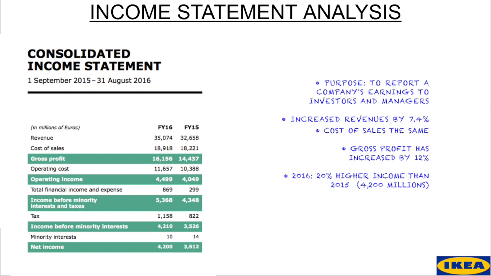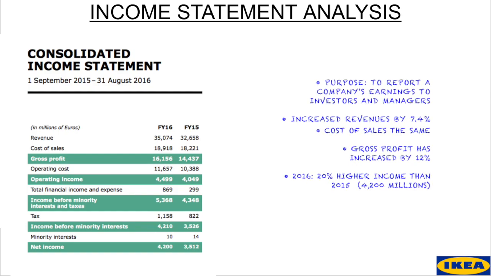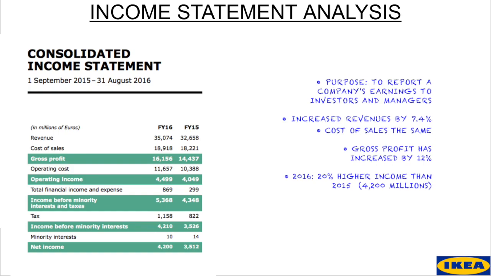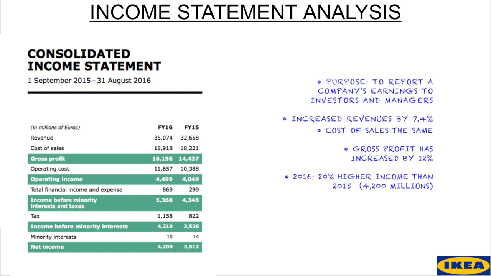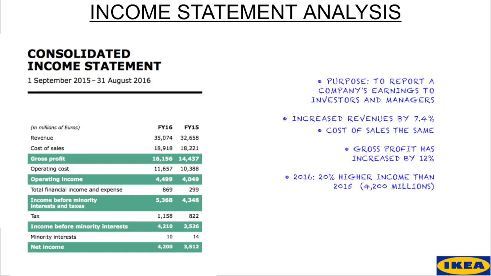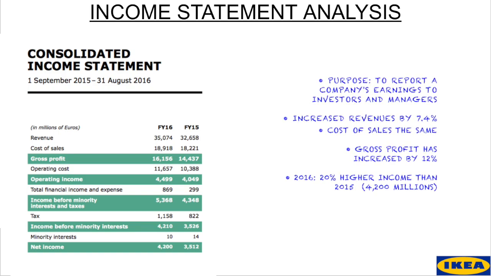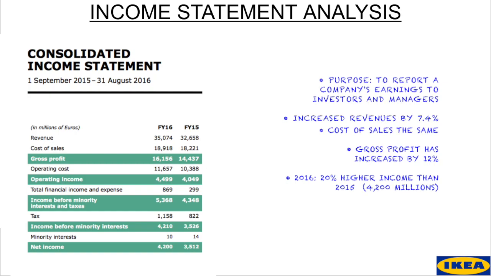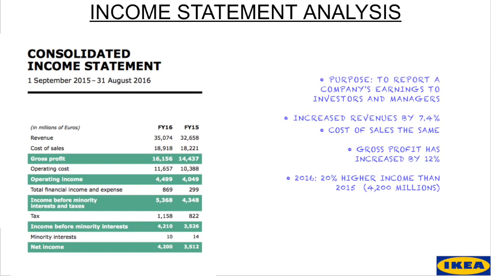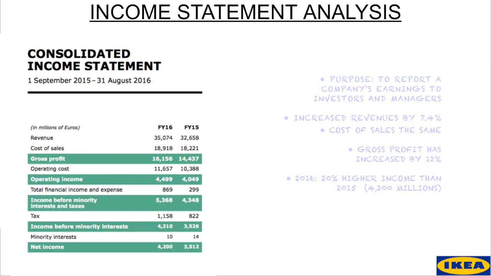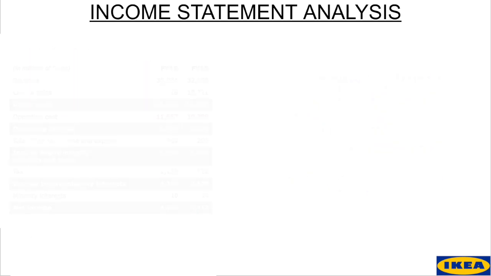As we can see, the company has increased revenues by 7.4%, but managed to keep the cost of sales at almost the same amount. Therefore, the gross profit has increased by 12%, finishing at more than 16,000 million. After the financial income expense and taxes are applied, IKEA finished 2016 with an income of 4,200 million, that is 20% higher than the previous year.